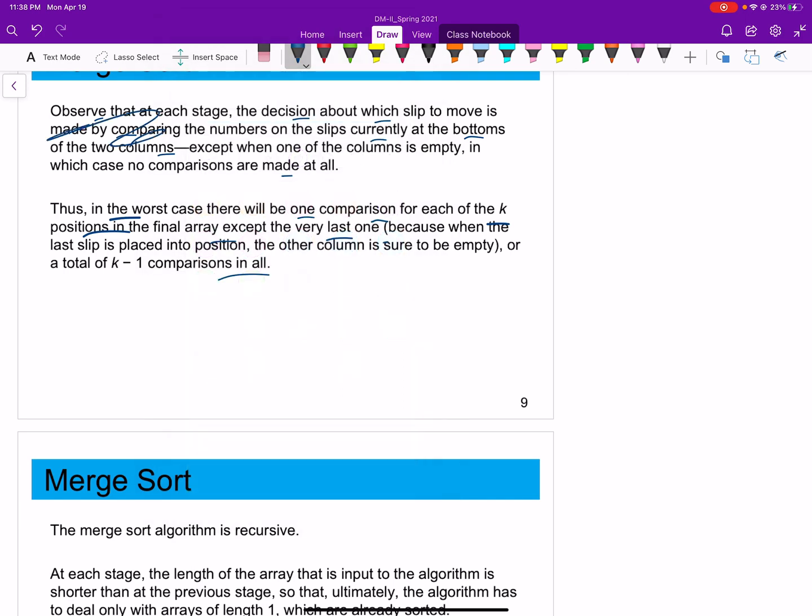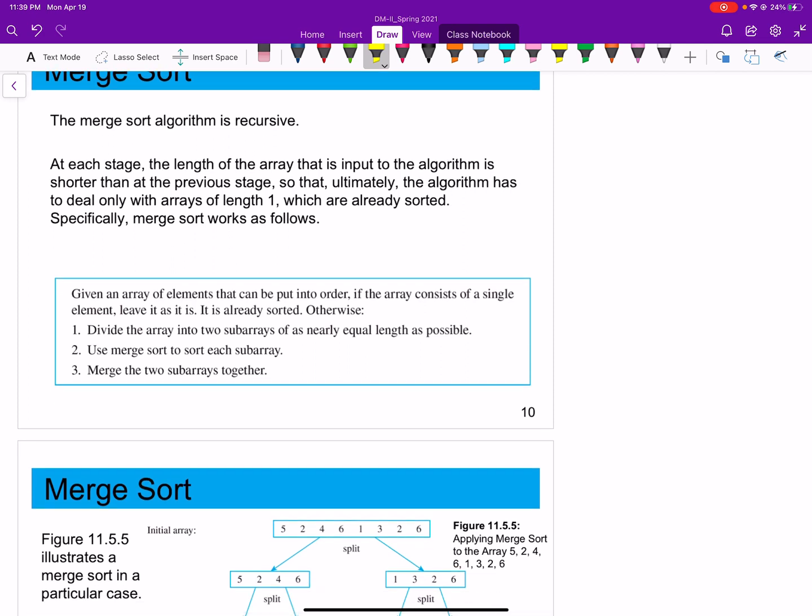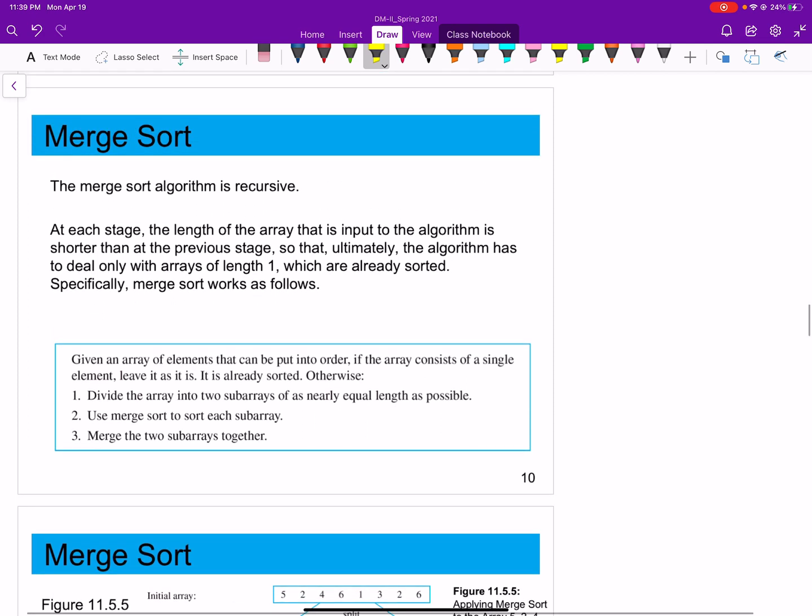Okay, so I explained that in the worst case there should be k minus 1 comparisons. So keep in mind, this is the worst case. In the worst case there are k minus 1 comparisons. All right. Now we are going to learn about the algorithm.